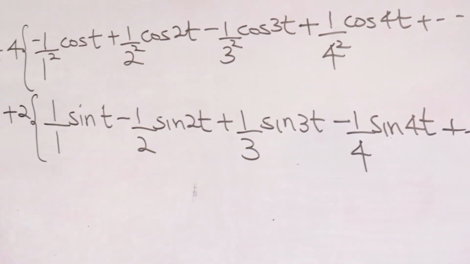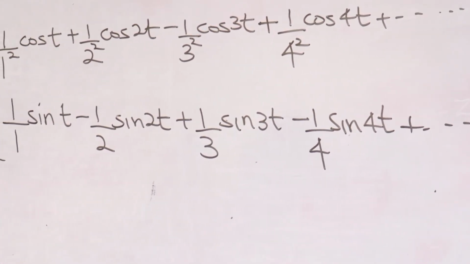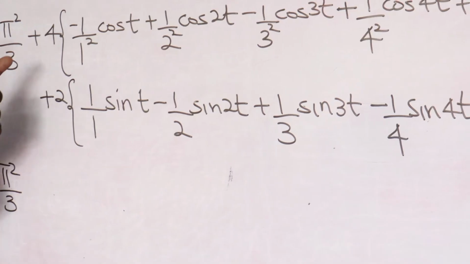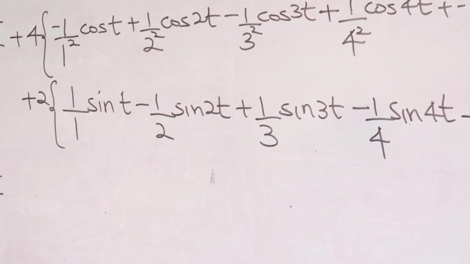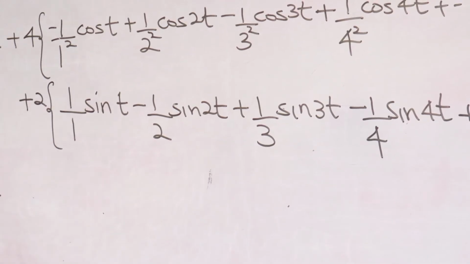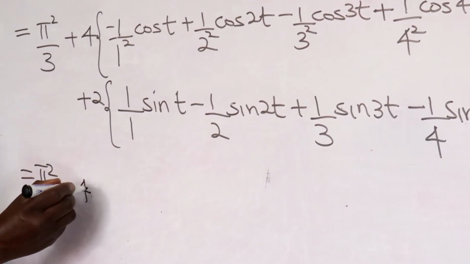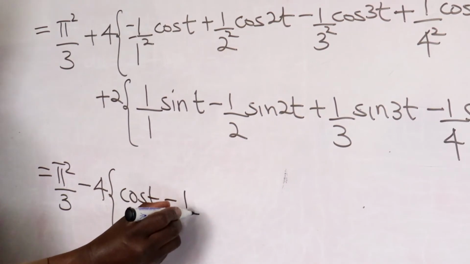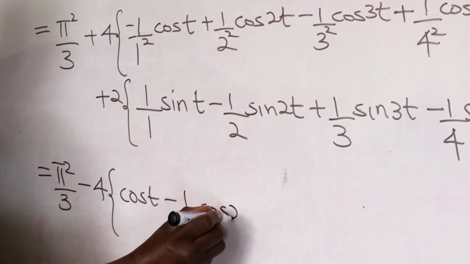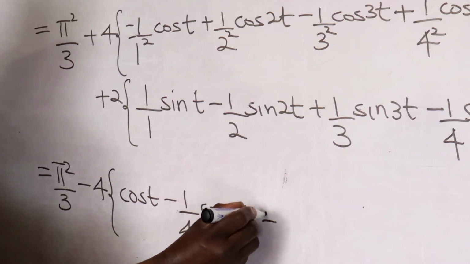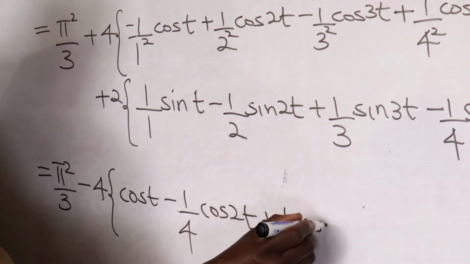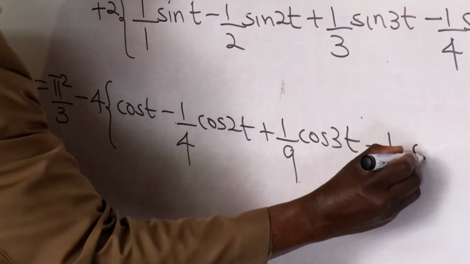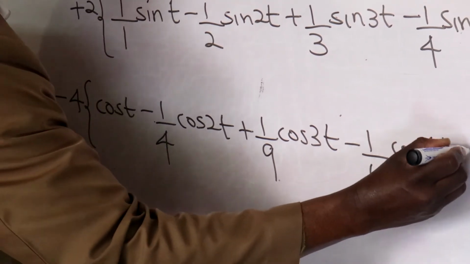If you like, now you can write this one again nicely. It will be pi squared all over 3. We know this one will have a negative, and in a bracket we should not have a negative starting, so we can push this negative outside here. So it will be minus 4 into: this one will become positive cos t, this one negative 1 all over 4 cos 2t, this one positive 1 all over 9 cos 3t, this one negative 1 all over 16 cos 4t, plus others.